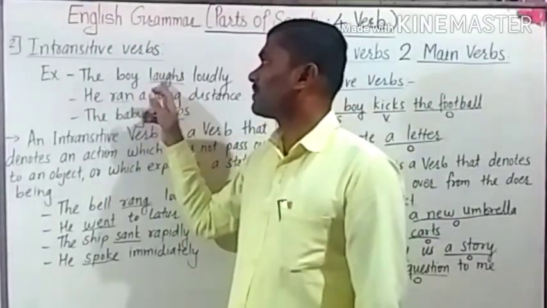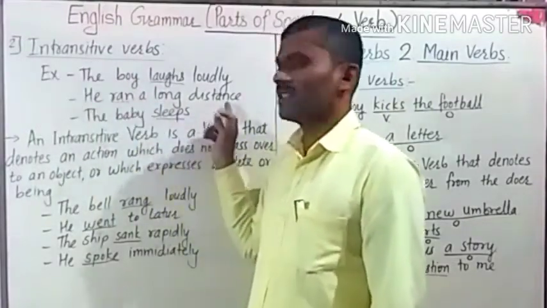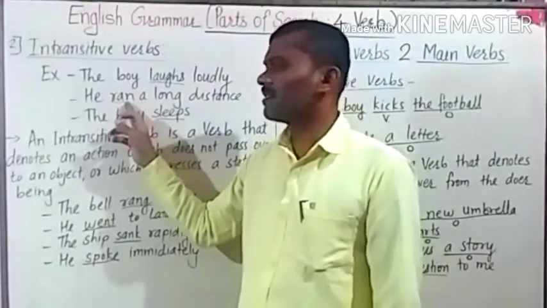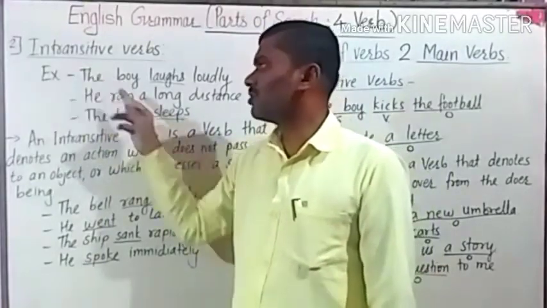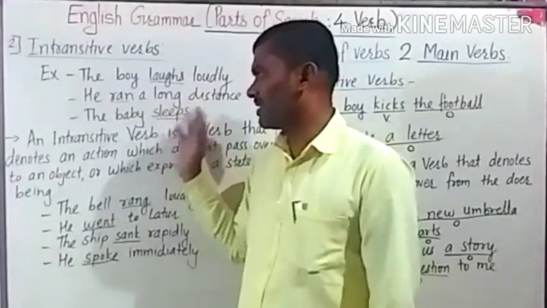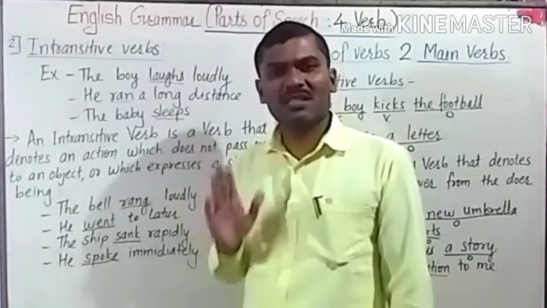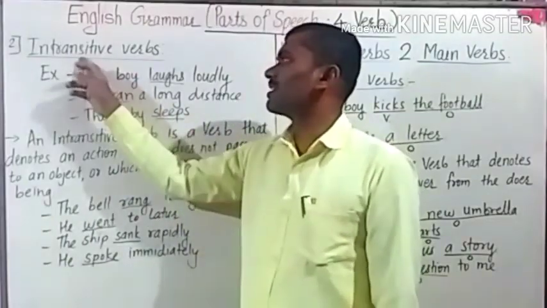So the verb laughs is an intransitive verb. He ran a long distance. In this sentence, the verb ran is intransitive because it doesn't pass its action to an object. The baby sleeps. The verb sleeps shows a state, so it is an intransitive verb.